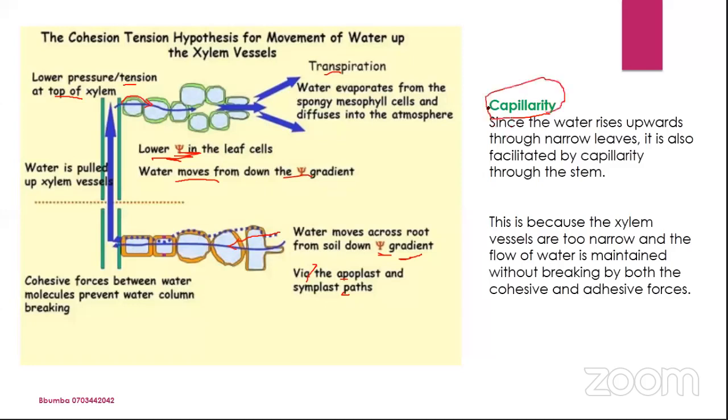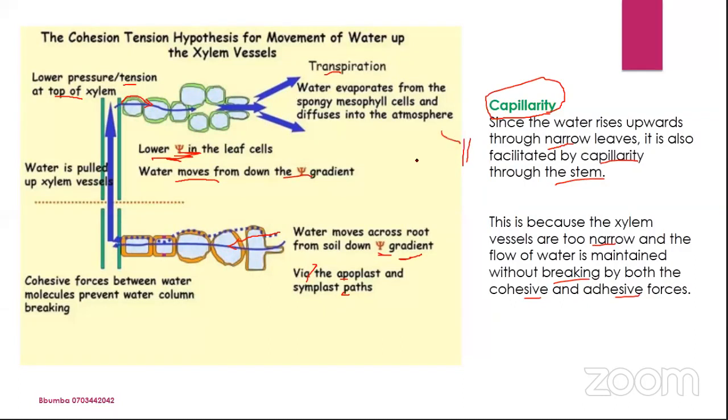Now, capillarity is not a big thing. It's not so much special. You just need to know that it just means upward movement of any fluid as long as it is in a narrow tube. So since the water rises up through narrow leaves, it is also facilitated by capillarity through the stem. And this is because the xylem vessels are too narrow and the flow of water is maintained without breaking by both cohesive and adhesive forces. So capillarity is brought about by the xylem being narrow.